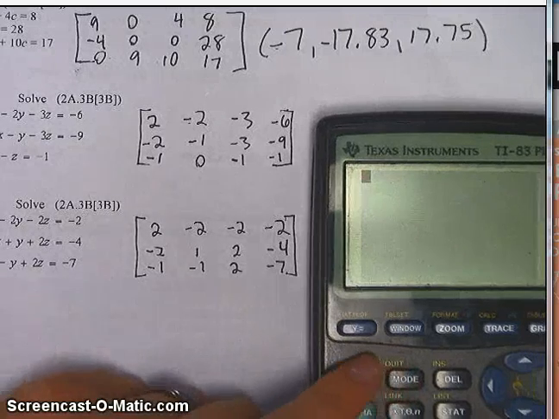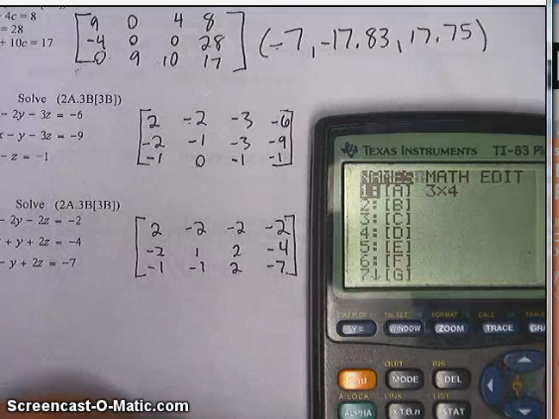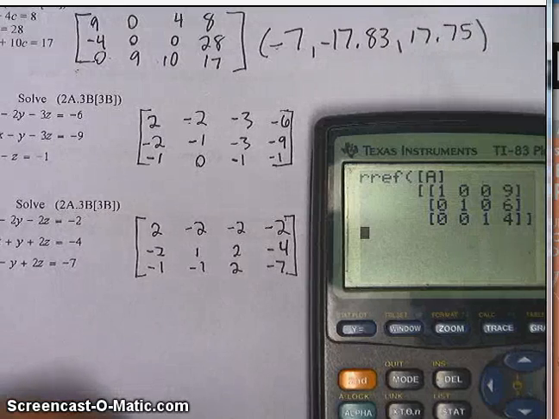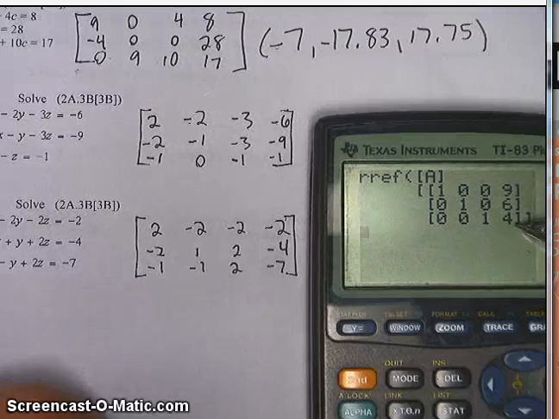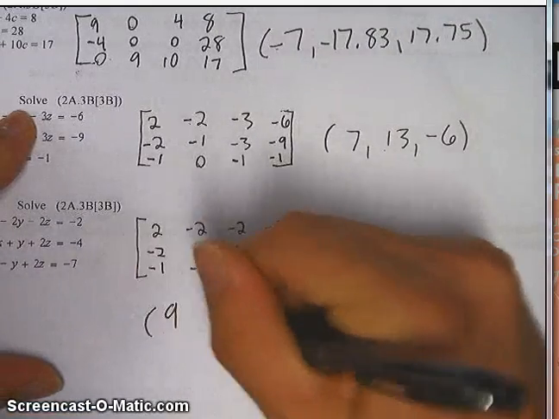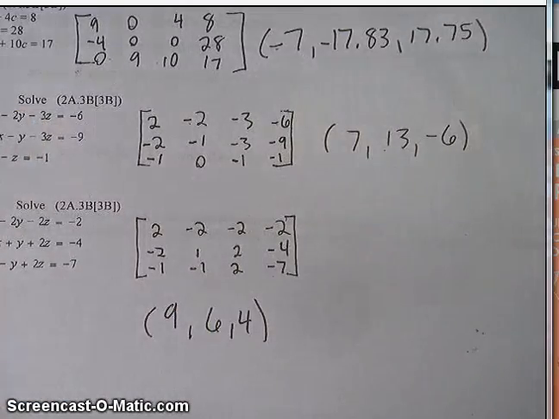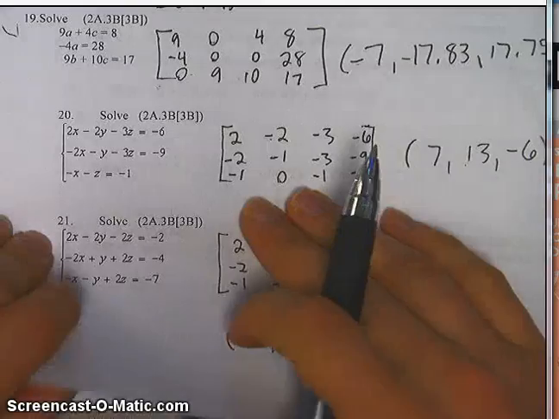Second quit out. Second matrix, math, B, second matrix A. I've got the nice identity matrix, which means I have a solution. X is 9, y is 6, z is 4. So I'm going to copy that down in coordinate point form: 9, 6, 4. That's where those three equations cross, is at that point. Alright, moving on to number 22.